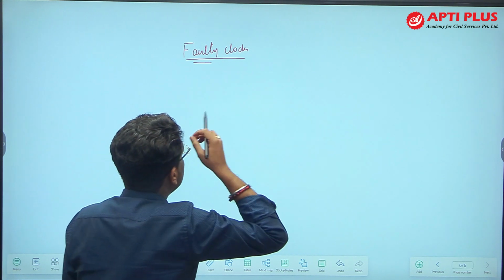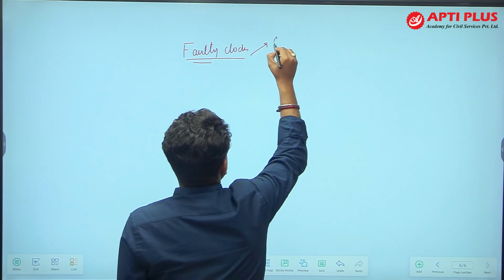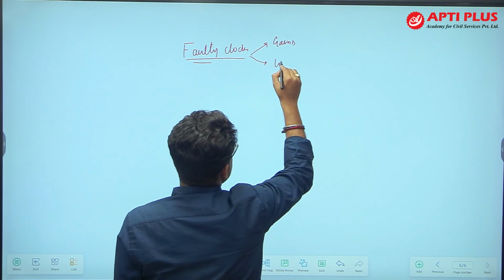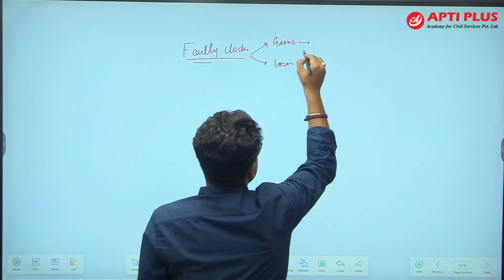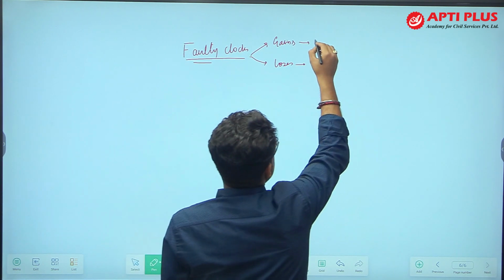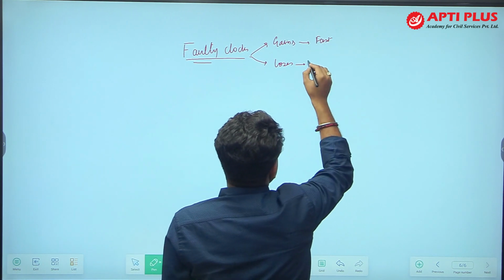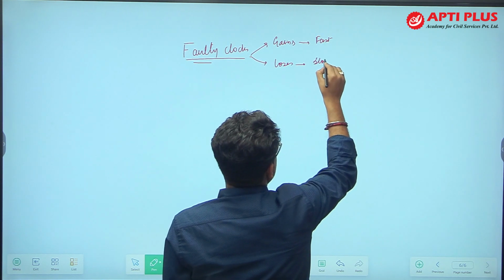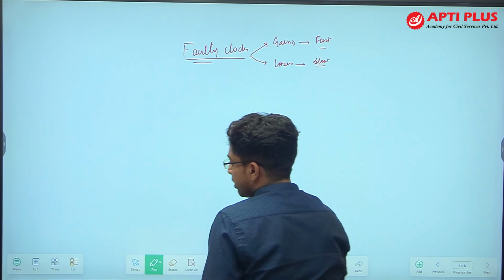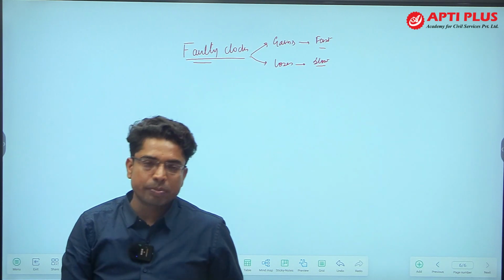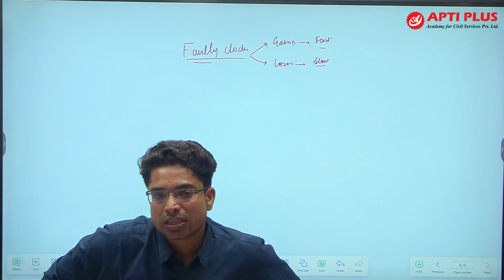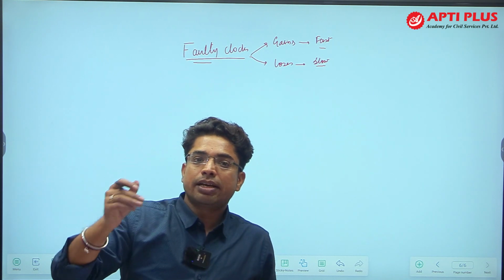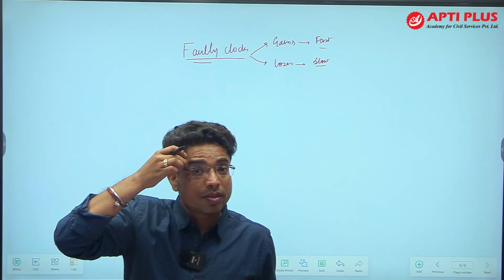The clock can be faulty in two ways: either the clock gains time or the clock loses time. When I say the clock gains time, I mean the clock is running fast. If the clock loses time, it is running slow. Keep this in mind. If I say the clock is gaining 10 minutes per hour, it means every hour the clock is getting 10 minutes of extra time.